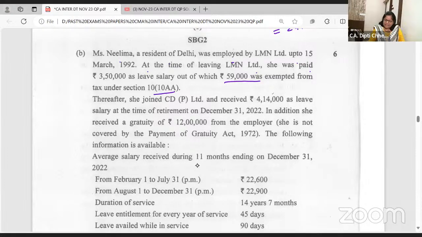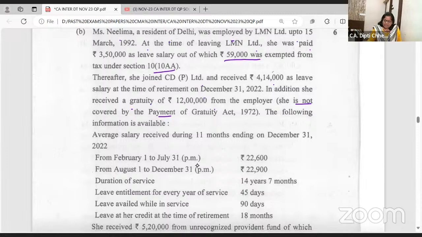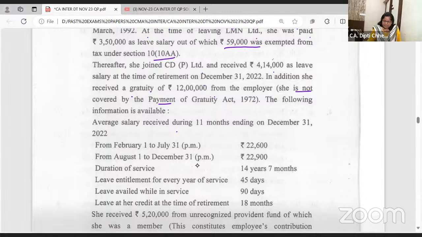Thereafter, she joined CD Limited and received 4,14,000 as leave salary. In addition, she received gratuity also, but she is not covered under the Payment of Gratuity Act. So covered and not covered. If she is not covered, then completed years you have to take, fraction you have to ignore, and per year's salary multiplied by 15 by 30 you have to take. Government limit for gratuity is 20 lakhs. The following information is available. Average salaries received during 11 months is given.